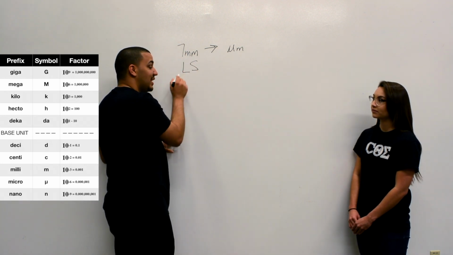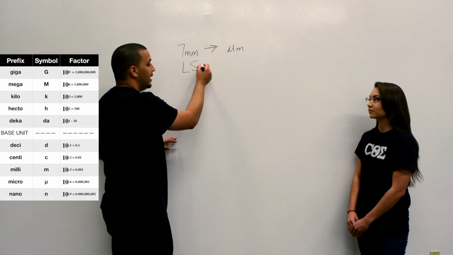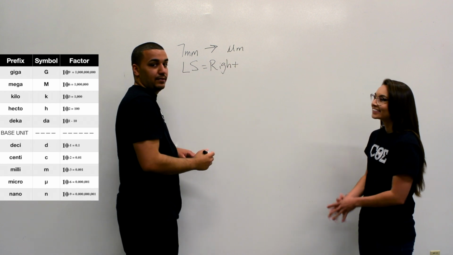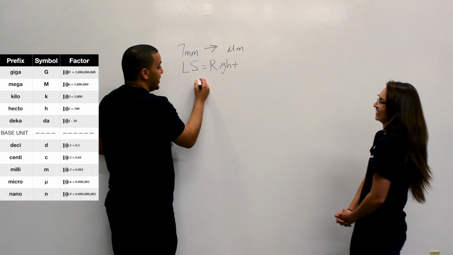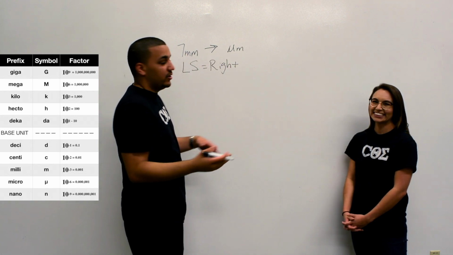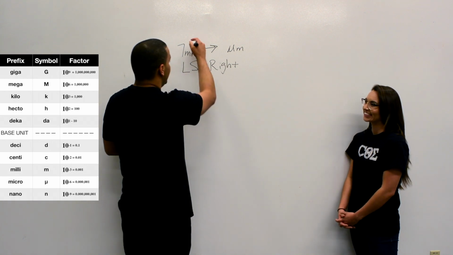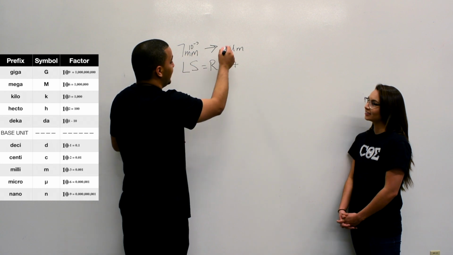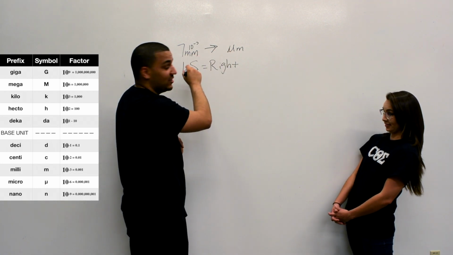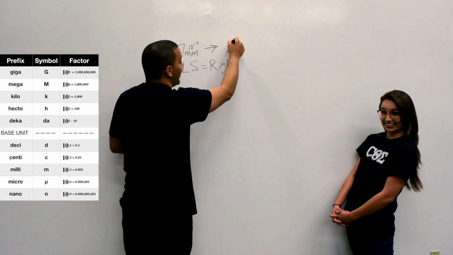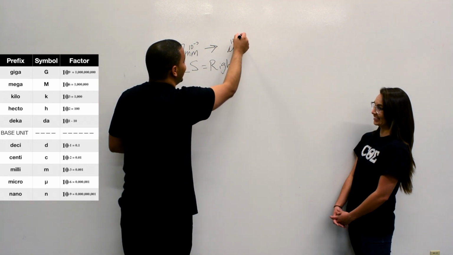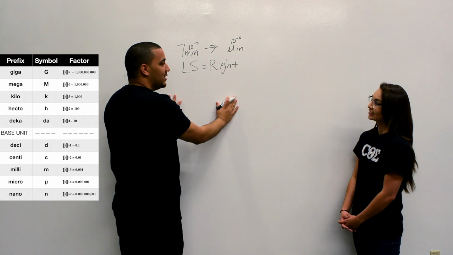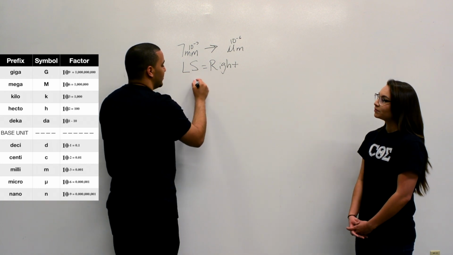Because you know SL is stop left, all you need to know is that LS means move to your right. To the right, to the right, to the right. This is also where you have to know your table. Remember the table: millimeters is 10 to the negative 3, and micrometers is 10 to the negative 6. So you can get the difference from there, and you know how many spaces to the right you have to move.